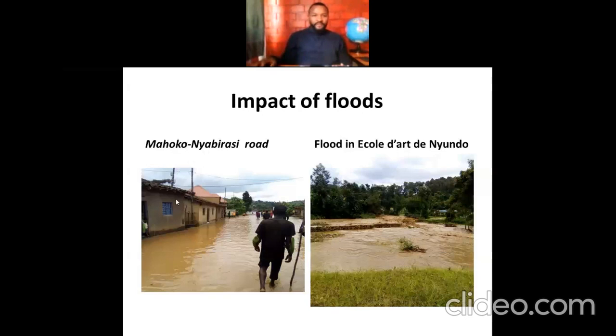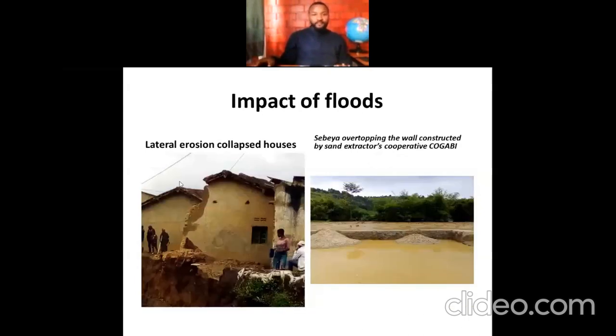And Mahoko to Nyabirasi road, we see water is also too much in the road that you cannot use it easily. A corridor, you see it is behind there in the trees. And the wall was here and it was broken, it was destroyed, and water is just flowing freely in the school compound and the entering places. And the way lateral erosion caused houses to collapse, the river is below here, so because of lateral erosion towards here, these houses were destroyed.